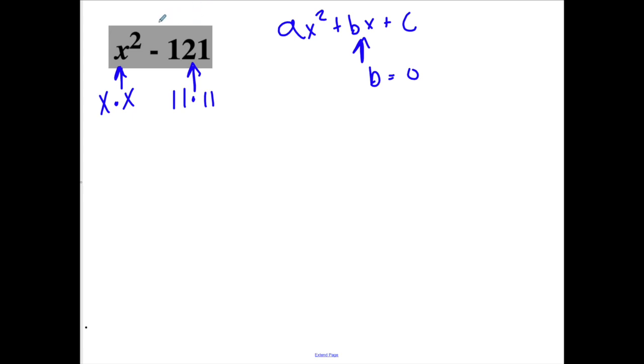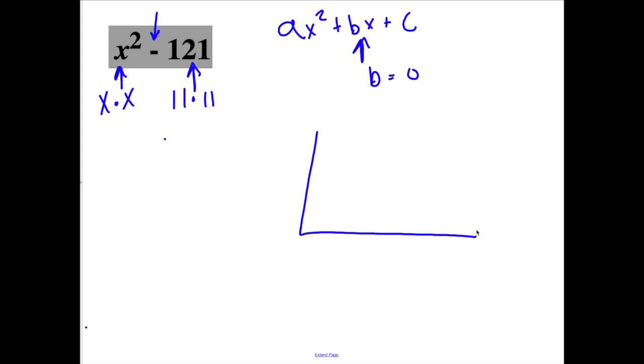And this here is a minus, right? So what this is called is a difference of squares. It's a difference because we're subtracting. We have a minus sign. And it's a difference of squares because these are each squares. They're numbers that are equal to something that has been multiplied by itself. In this case, x and x. In this case, 11 and 11.